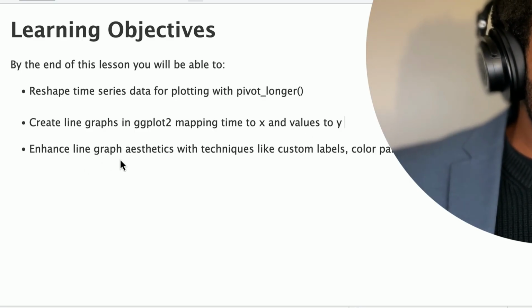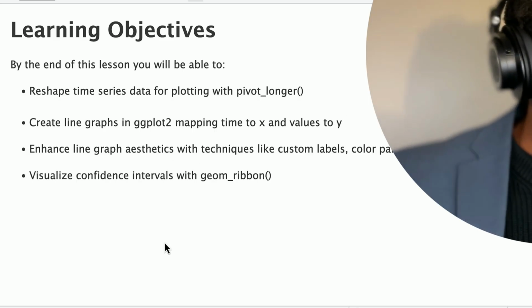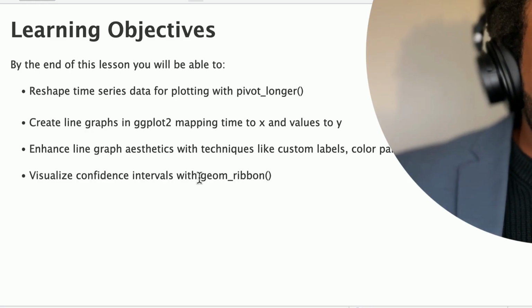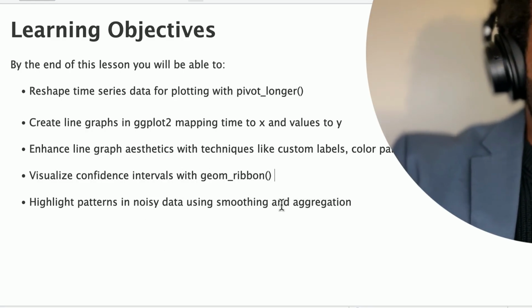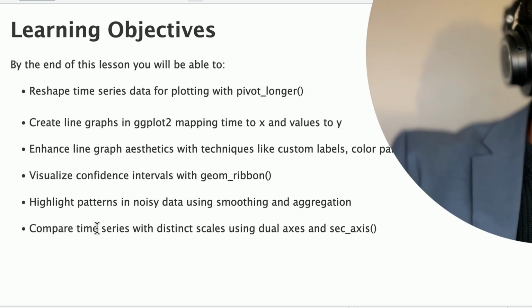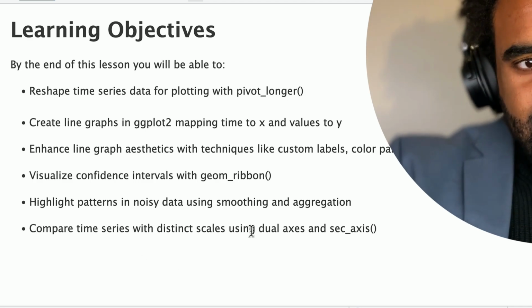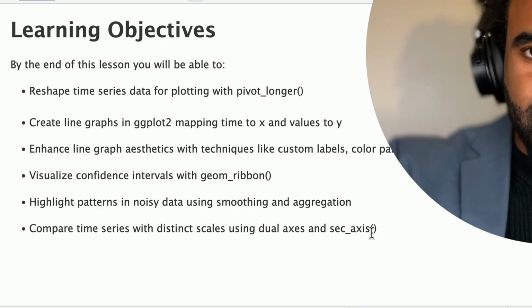You can enhance those line graph aesthetics using techniques like custom labels, color palettes, and annotations. You can visualize confidence intervals using geom ribbon. You can highlight patterns in noisy data using smoothing and aggregation. And finally, that you can compare time series with distinct scales using dual axes and the sec.axis function from ggplot2.